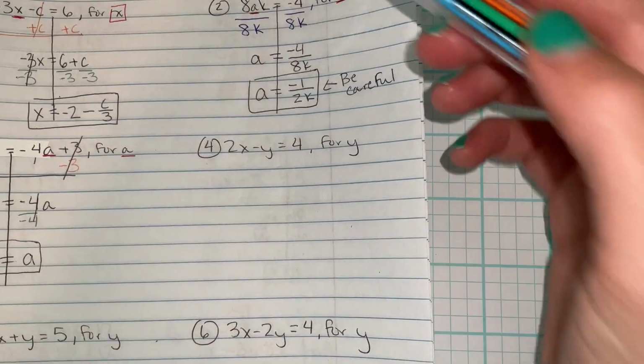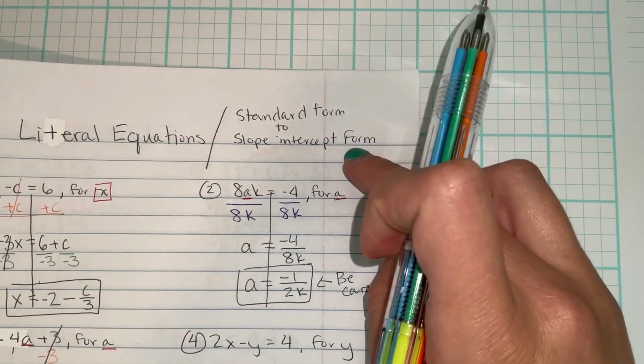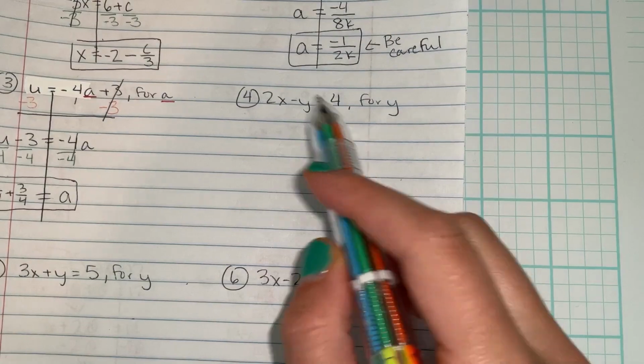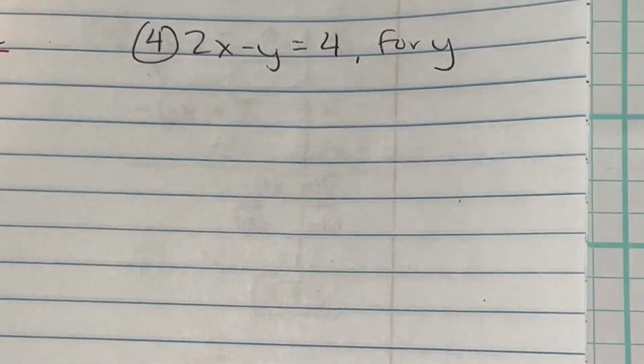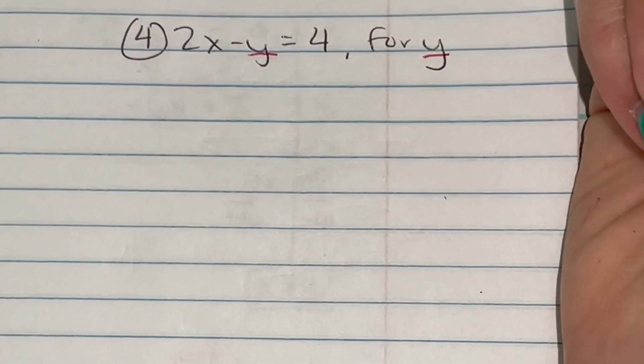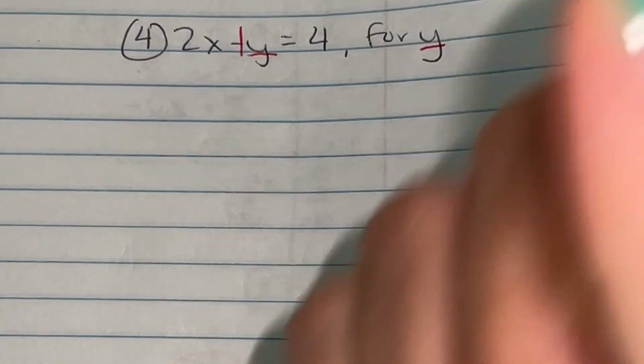Now we're moving on to standard form to slope-intercept form, so x's and y's stuff. All right, this is standard form: ax plus by equals c, but we got numbers here. So we're going to solve for y. So we're going to treat y like it is our only variable. Now it says negative y, so let's put a 1 there. Balance bar.